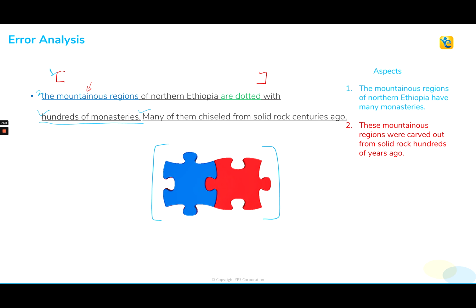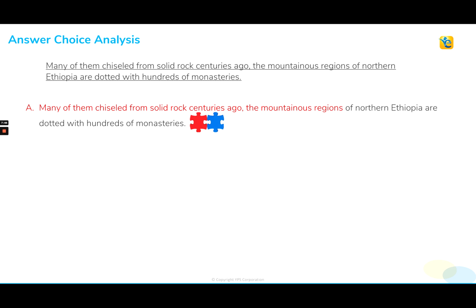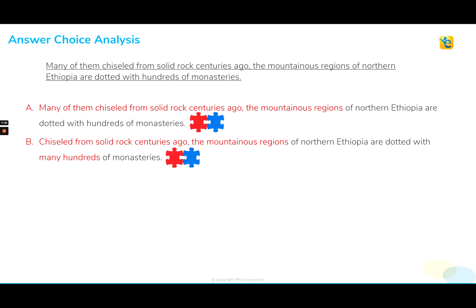So with this understanding, let's move on to scan the answer choices. And of course, choice A is not correct because my puzzle pieces do not fit together in choice A. Choice B repeats the same error. Again, it says that the mountainous regions were chiseled from solid rock, so it does not work.